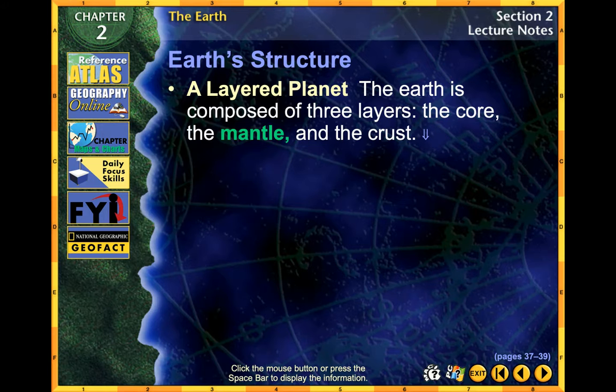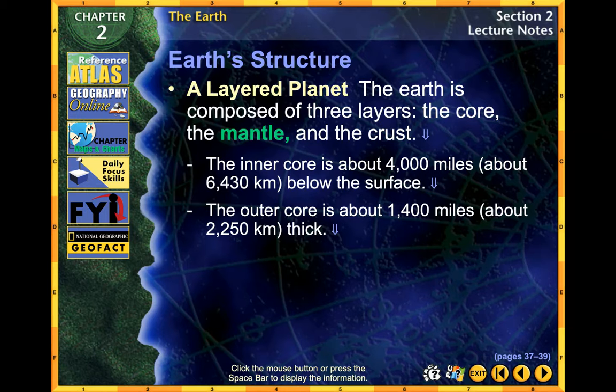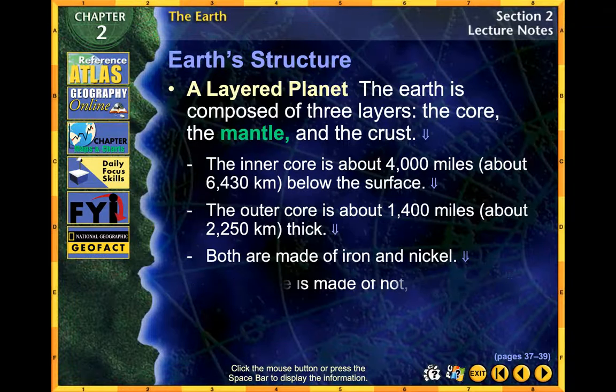Now, to get into the topic here, the Earth is made up of 3 layers. This is something that should probably be a refresher for you from elementary school or middle school. You have the core, the mantle, and the crust. Now, the core is actually made of 2 pieces. You have the inner core, which is about 4,000 miles below the Earth's surface. That's really deep. It's also extremely pressurized. And what we know is that the inner core is made of solid metal. And then the outer core is about 1,400 miles thick. So not only is the inner core smaller, but the outer core is thicker, and it's made of moving metal. Okay. And both are made of iron and nickel.